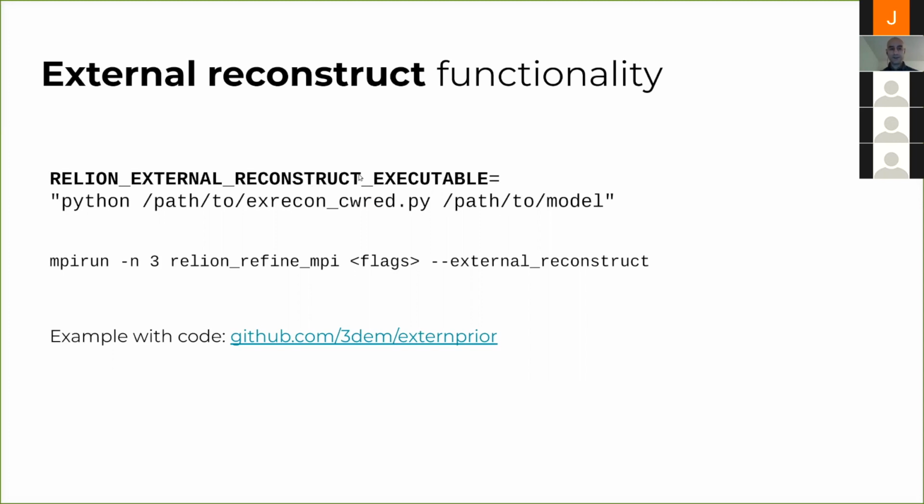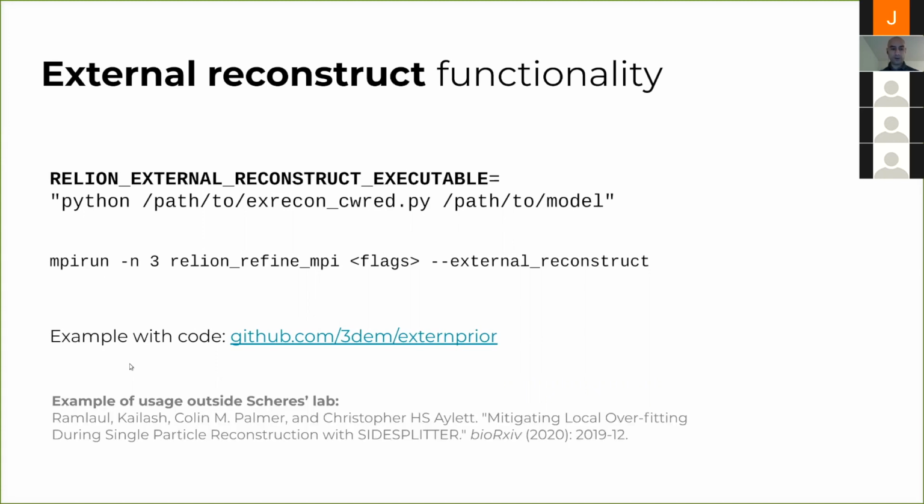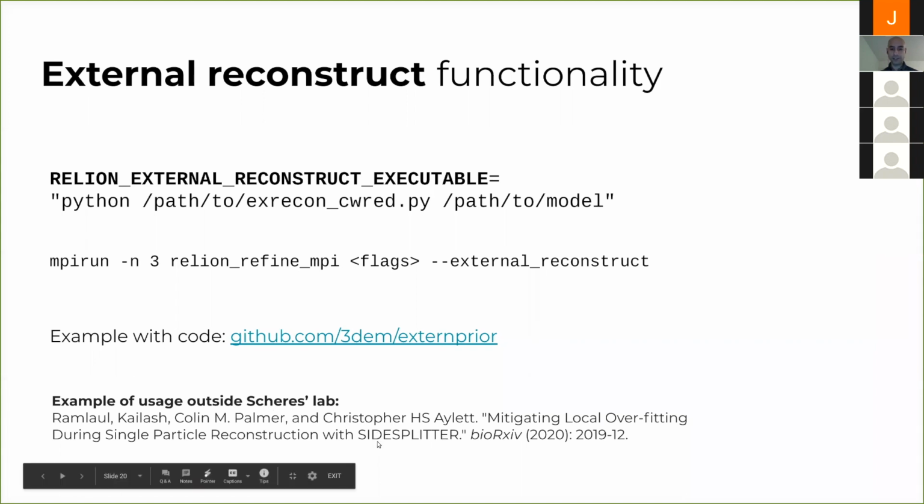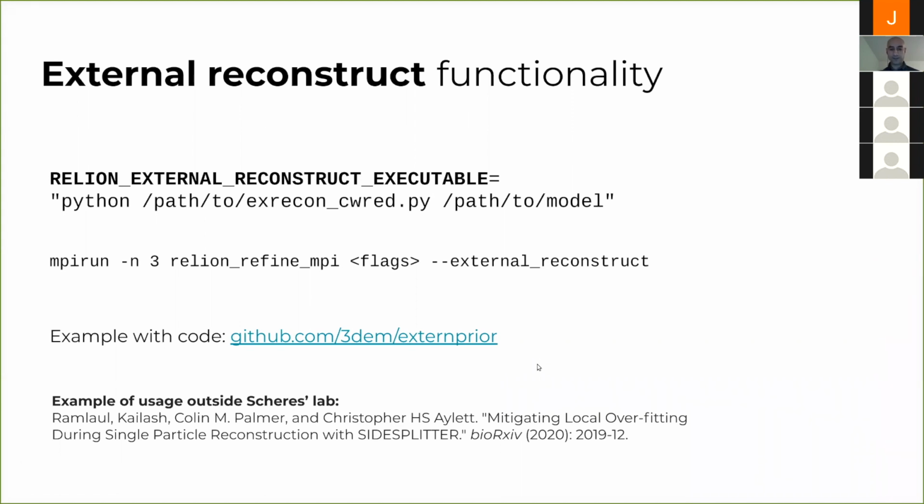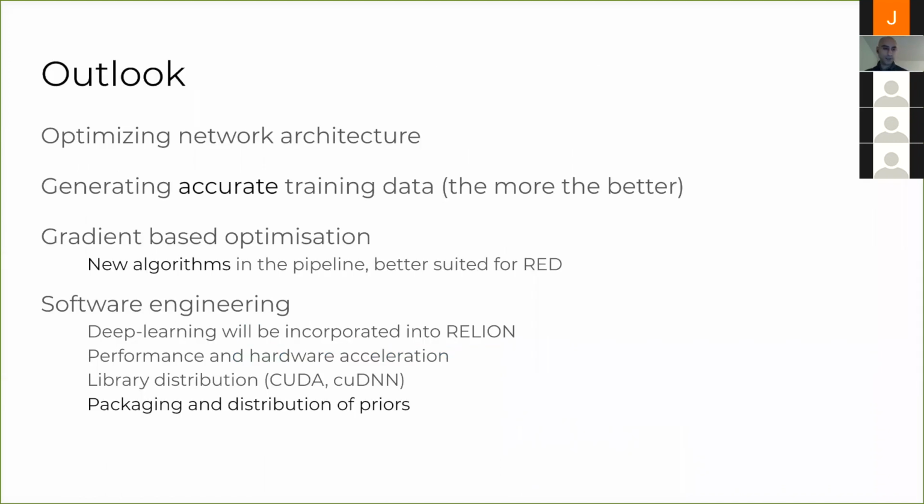So if you set this environment variable and then you provide Relion with external reconstruct, then Relion can do this for you. And you can look here for an example with code on how to do that. And also there is an example of people outside Shaun's group where they used Site Splitter to improve reconstruction results by specifically using the external reconstruct functionality.